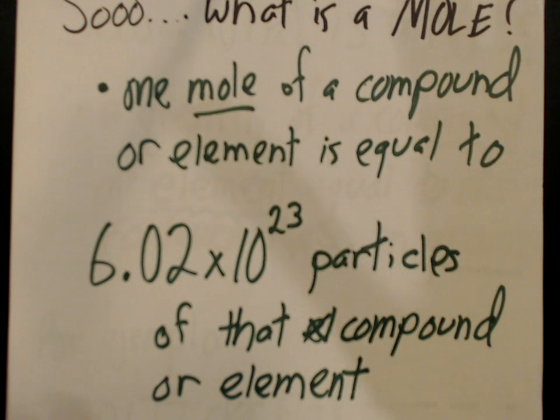That is a huge number. Imagine if you wrote out 602 and 21 zeros. That's how many. That's what makes a mole, having that number of particles. By particles, we mean atoms, if you're talking about an element such as iron, or molecules, if you're looking at a compound such as water.